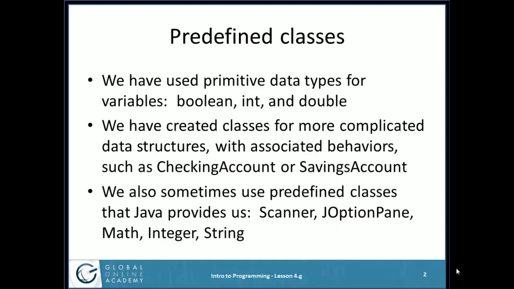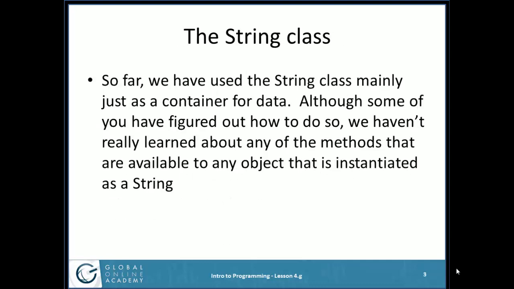So, we've used primitive data types for values like booleans or ints and doubles. We've created classes like checking account and savings account, and we also sometimes use predefined classes. We've used scanner before, we've used JOptionPane, we've used math, we've used integer, we've used string, we've used random. The string one in particular has a lot of methods in it that are useful to us, and that would take us a long time to figure out how to do on our own. So let's see what we've got in the string class.